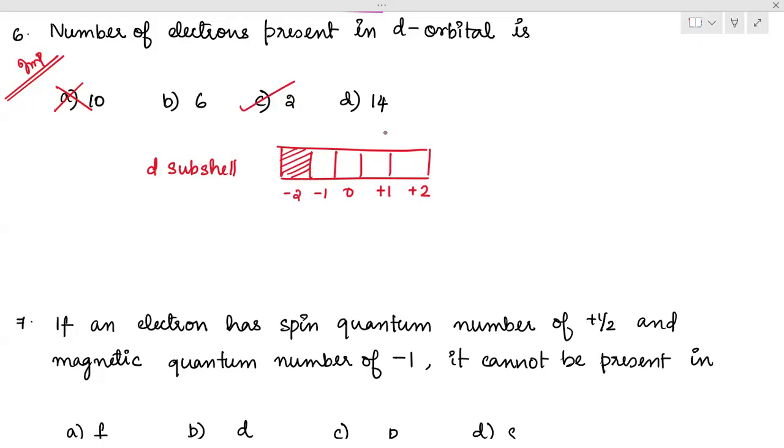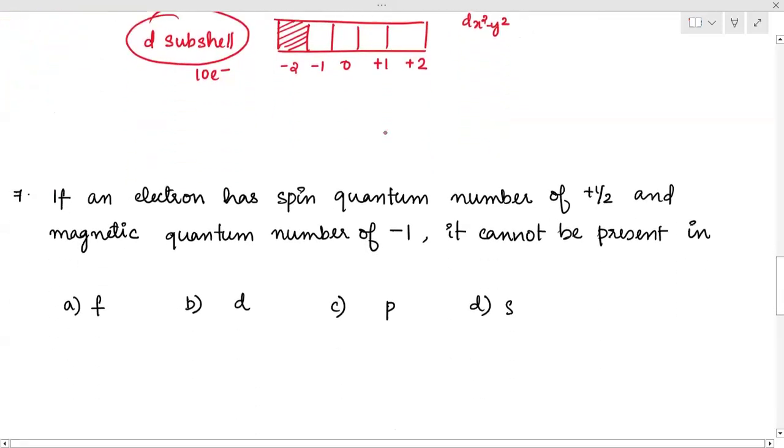They have not mentioned which orbital it is. It can be dxy, dyz, dxz, dz square, or dx square minus y square, whatever it is. But the question is about an orbital. The question is the number of electrons which can be accommodated in an orbital and not the subshell. Overall, in the subshell, it can have 10 electrons, but in an orbital, it can have only 2. Okay, so please note that.